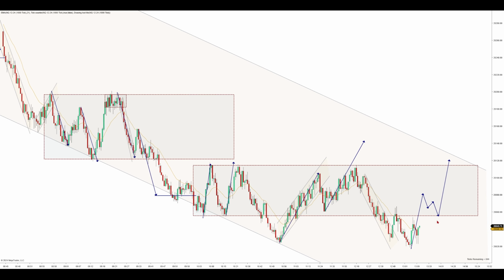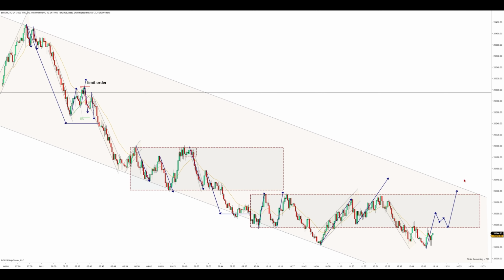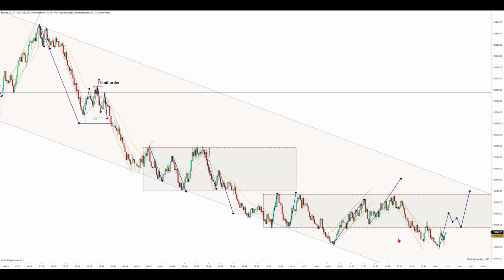So anyway, if that doesn't happen, then hopefully we can just get something up here off the highs, ideally maybe breaking out, testing the channel, and then pushing back in and fading, and then getting a short in on the fade. That's what I'd like to see.